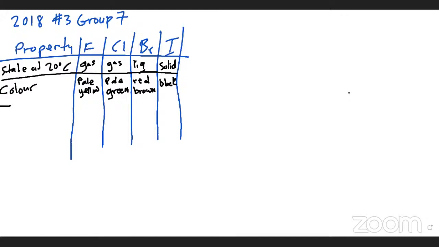Colors. Now this table was already filled out, but they could question you on the next paper about either the state or the colors. For melting point, we know that it would increase as you go down the group. Remember physical properties such as melting and boiling point: as you go down the group, it increases.